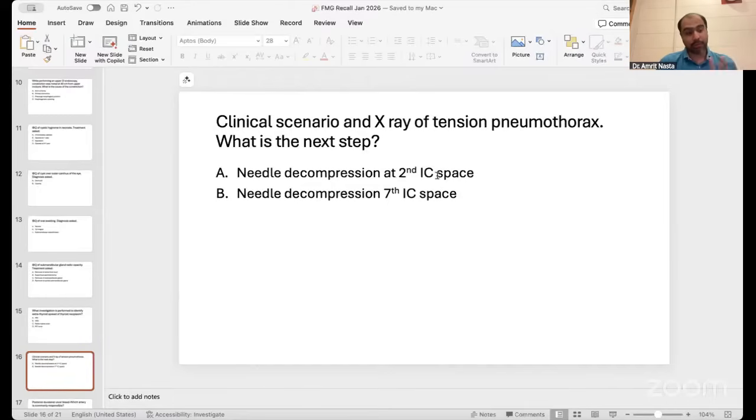They didn't give triangle of safety, so second intercostal space is the next best answer. Okay, because this is the new guideline, but they didn't give the space to not confuse you. So option A would be the best answer. I don't know what the other options were. Students were like, we had to think between these two only. So the answer here is second intercostal space.